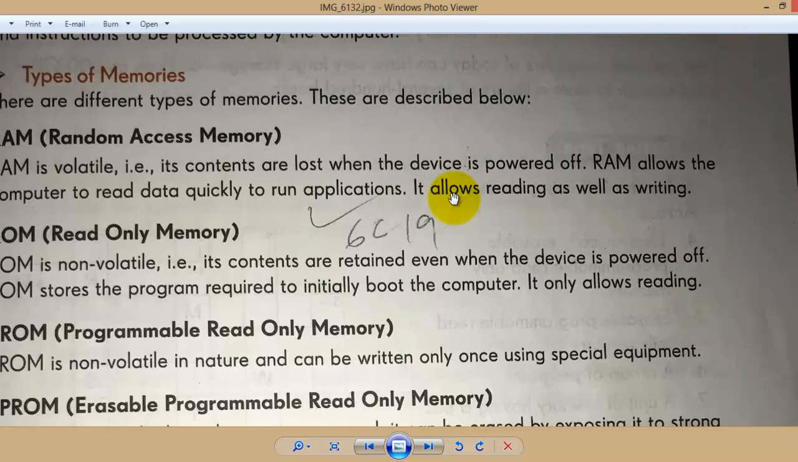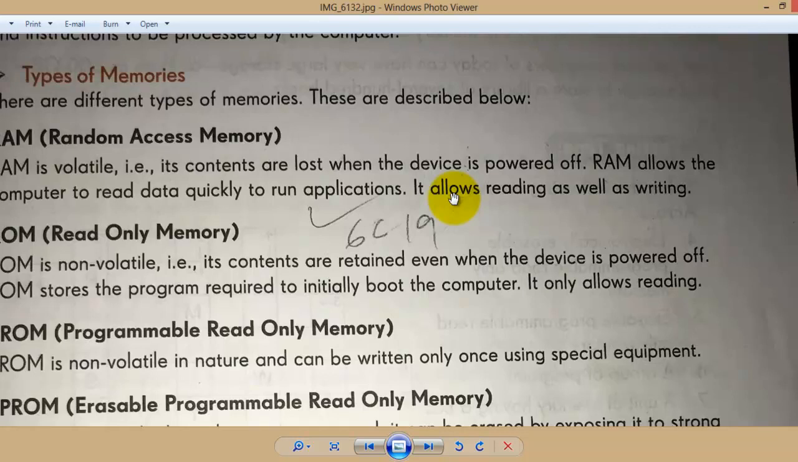This type of memory is used to store the program which is used for booting up the computer in ROM. Booting up the computer means turning on the PC.